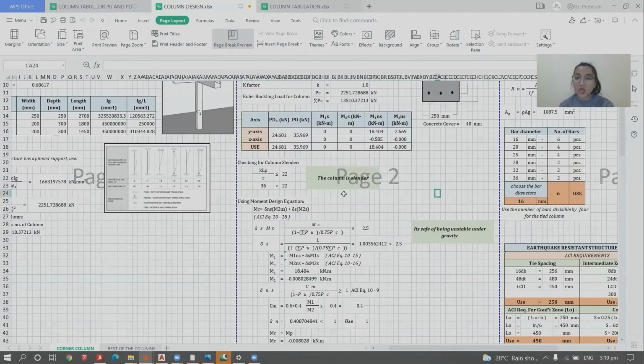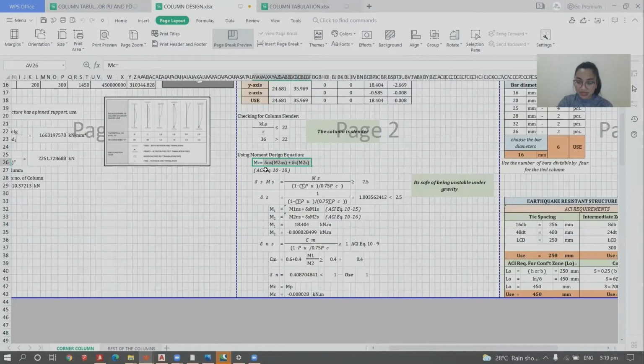So to check if the column is slender, K times length over R is equals, if it is greater than 22, then the column is slender. So using the moment design equation, the value from ACI equations 10 to 18. This is to check if the design is safe from being unstable under gravity.